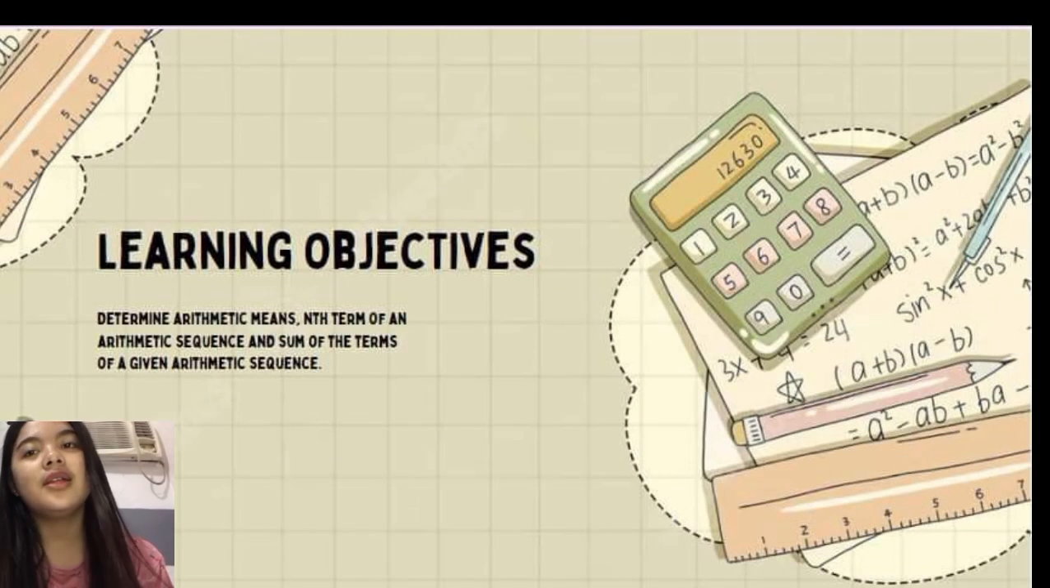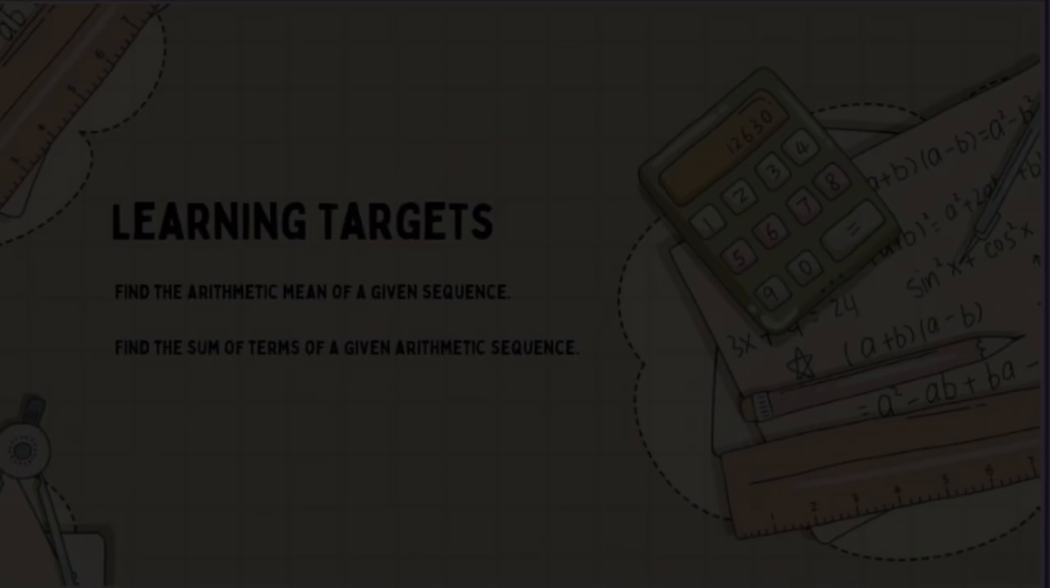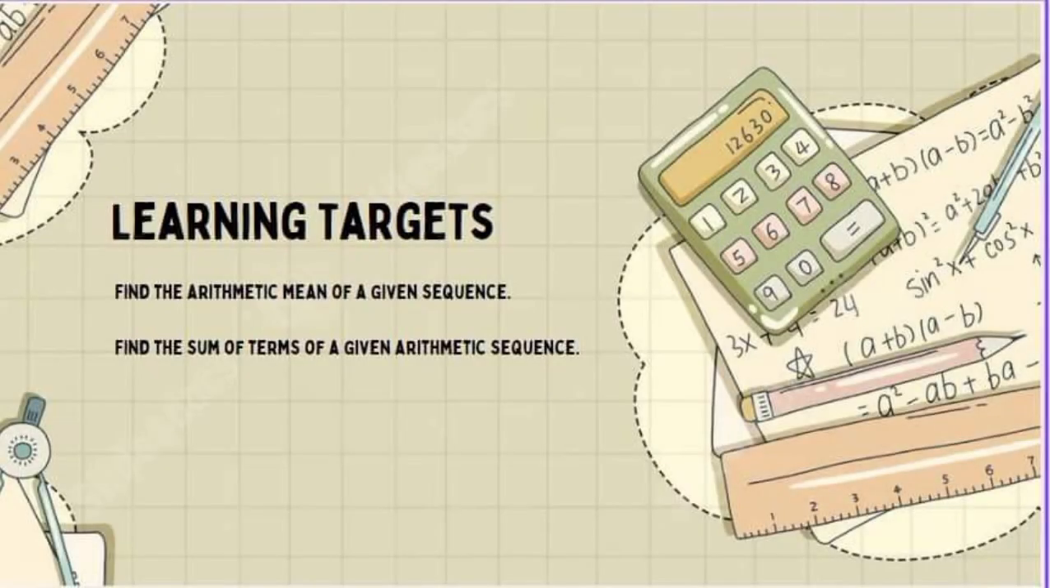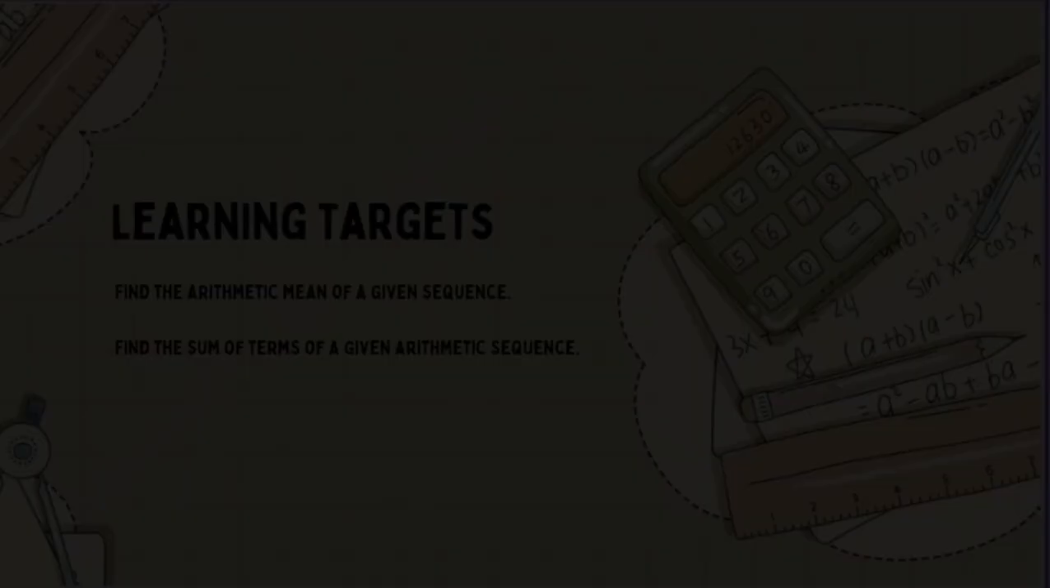Our learning objectives for this lesson are to determine the arithmetic means and term of an arithmetic sequence and the sum of the terms of a given arithmetic sequence. Our learning targets for this lesson are to find the arithmetic mean of a given sequence and find the sum of terms of a given arithmetic sequence.